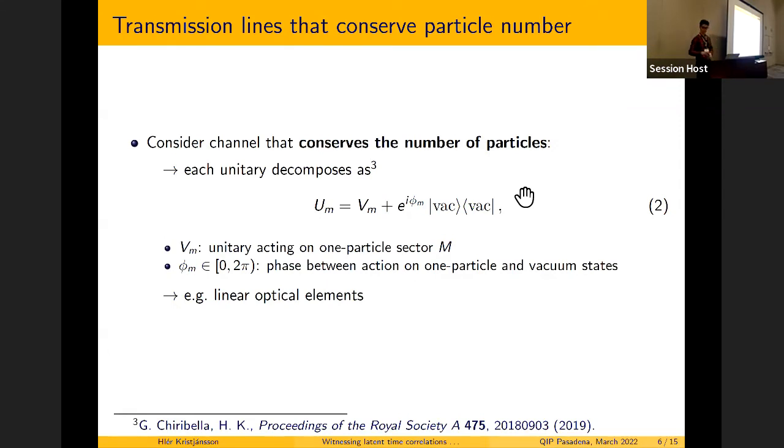So we now consider channels which conserve the number of particles. If the channel conserves the number of particles, then every unitary that we considered earlier, UM, decomposes in the following way. There is some block VM, which acts on the one particle sector, and another block that's just the identity on the vacuum. But crucially, with some non-trivial phase between the one particle and vacuum states. And this is indeed the case for linear optical elements, for example. So, for example, phase shifters would work in this way.